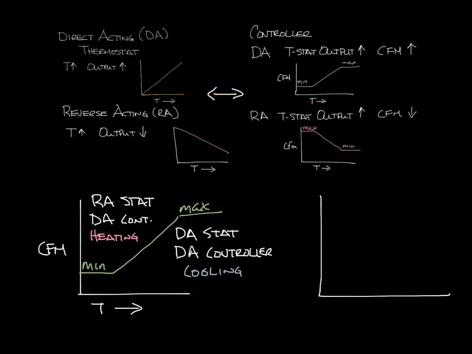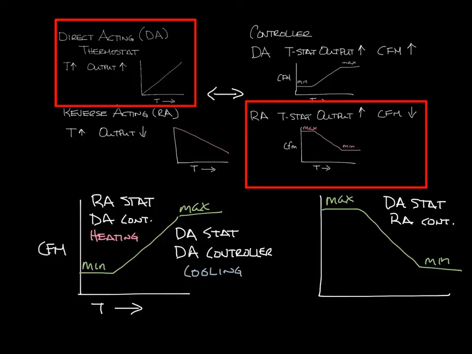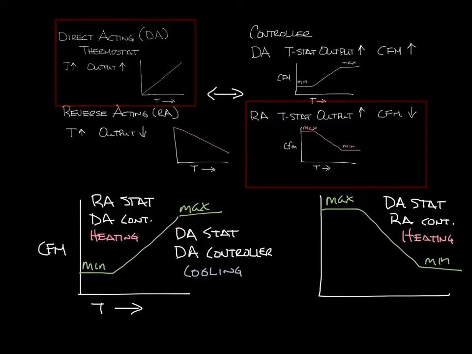Now let's look at the other graph. In this case, you have a maximum, it modulates, and a minimum over here. For this, you would have a direct acting thermostat and a reverse acting controller, and that would be used for heating. So the direct acting thermostat sees the room temperature go up, and it increases the thermostat signal. The reverse acting controller would see this increase in thermostat signal by reducing the CFM or reducing the amount of warm air supplied to the space.